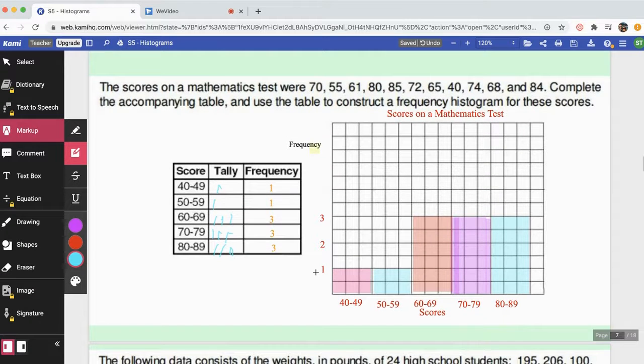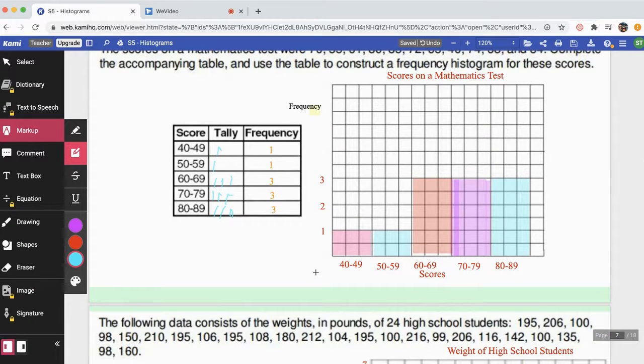All right, if you would go on to this next one right here, the following data consists of the weights in pounds of 24 high school students. See if you can fill out the table and then make the histogram on your own, and then come back to the video and check your answer and see if you were able to do it correctly.